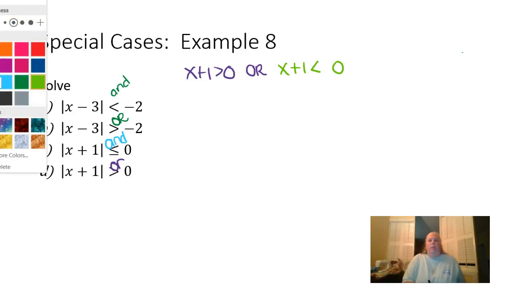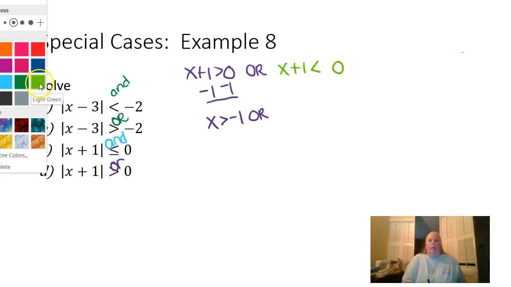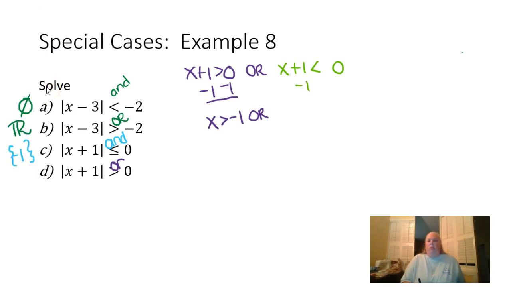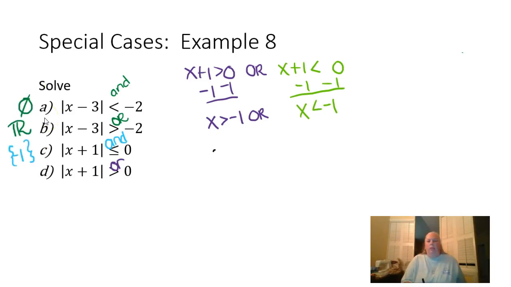Let's graph these and see what we get. Nope, let's solve them first. I'm going to subtract 1 from both sides here. So x is going to be greater than -1. And then for my second inequality, I'm going to subtract 1 from both sides. And x is going to be less than -1. All right, let's take a look at this on the number line.